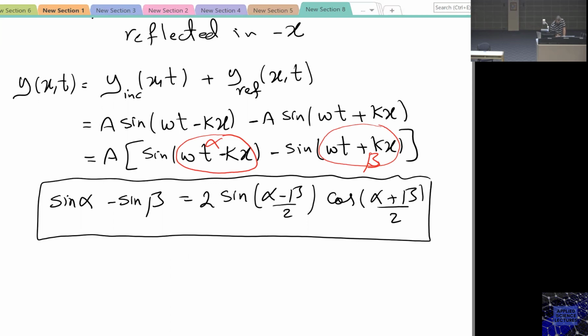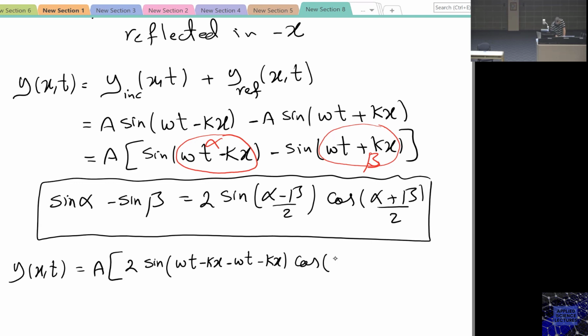I can rewrite now this total equation, which is y as a function of x and t, equals A times 2 sine of (alpha is omega t minus kx, minus beta, which is minus omega t minus kx) over 2, times cosine of (alpha plus beta, which is omega t minus kx plus omega t plus kx) divided by 2.